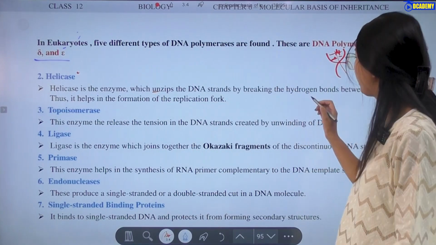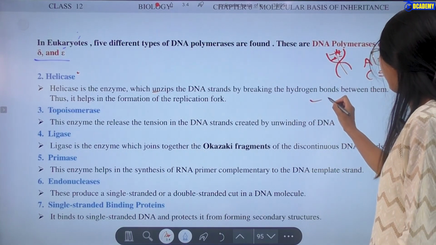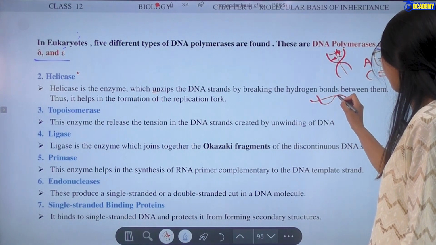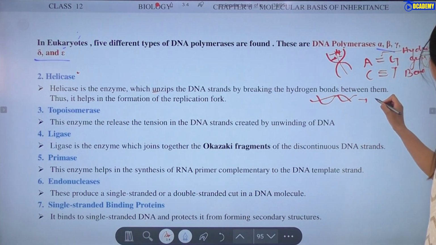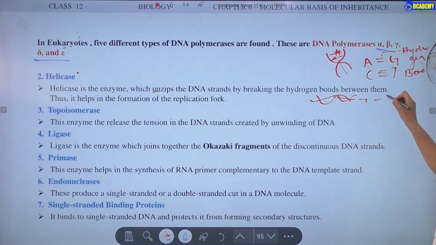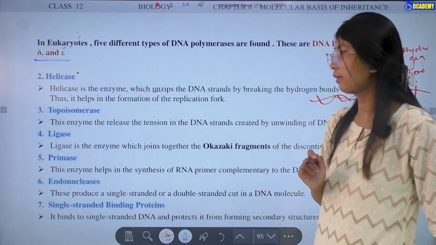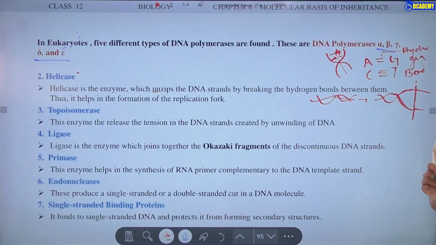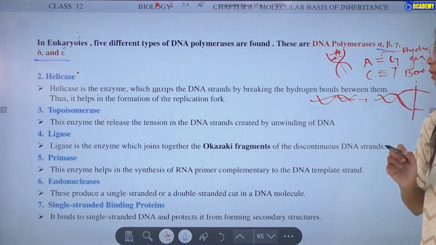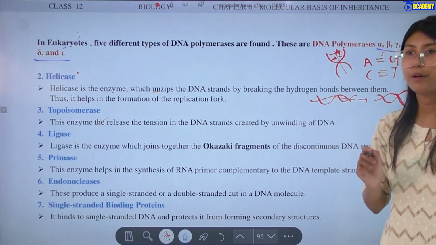Replication fork. The helicase unzips the DNA strands, and this is called the replication fork, which has a Y shape. Then topoisomerase, this enzyme releases the tension in the DNA strands created by the unwinding of DNA.